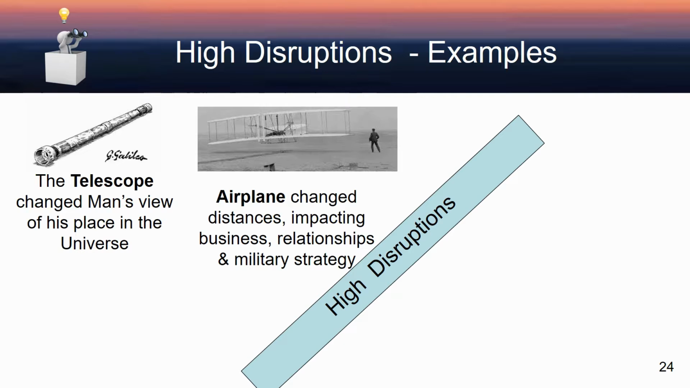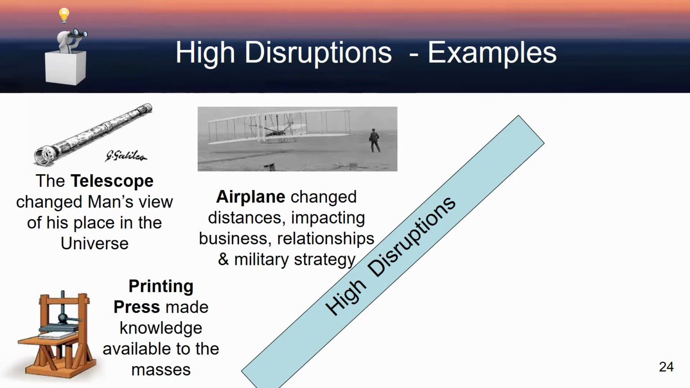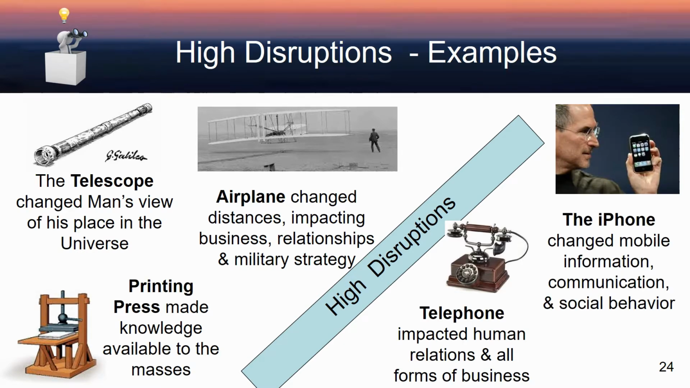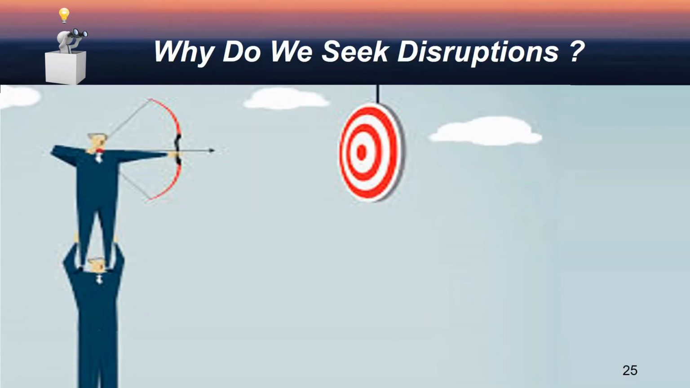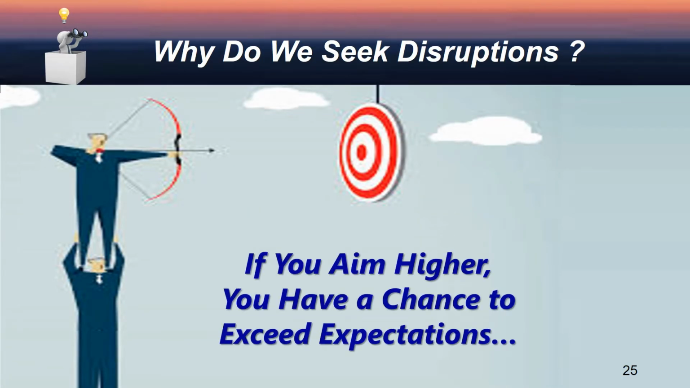Some examples of high disruptive products: the airplane, the printing press, and more recently the iPhone, which changed mobile information, communication and social behavior. Why do we seek disruptions? If you aim higher, you have a chance to exceed expectations.